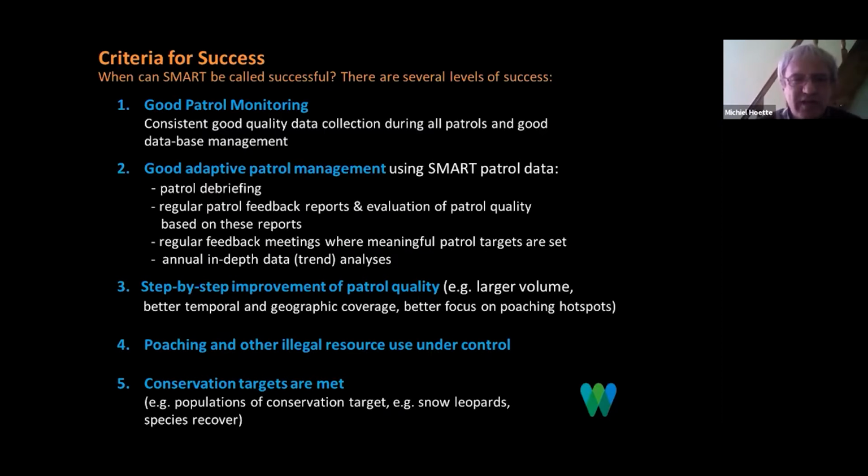There's not a lot of money needed to do that. But whether you get poaching under control and achieve your conservation goals, that of course also depends on other factors not directly related to SMART, like the resources you have available for patrolling, and the level of the threats, and things like the law enforcement rights and the skills and the quality of the rangers, of the patrol staff. So these are things as an implementer of SMART that you usually don't really have control over.